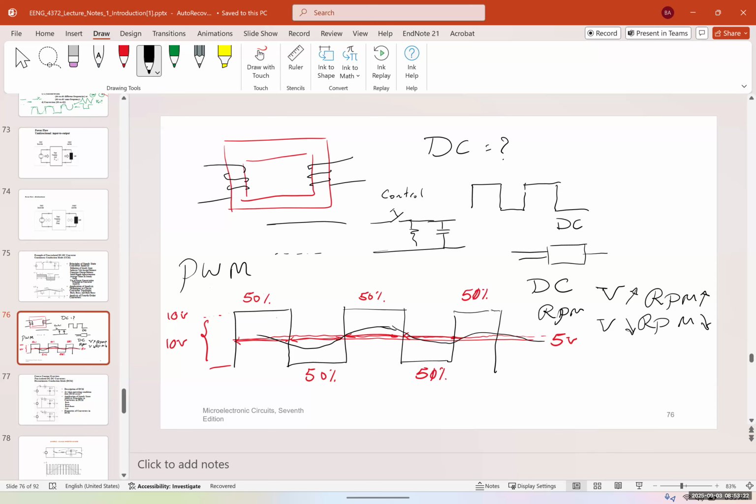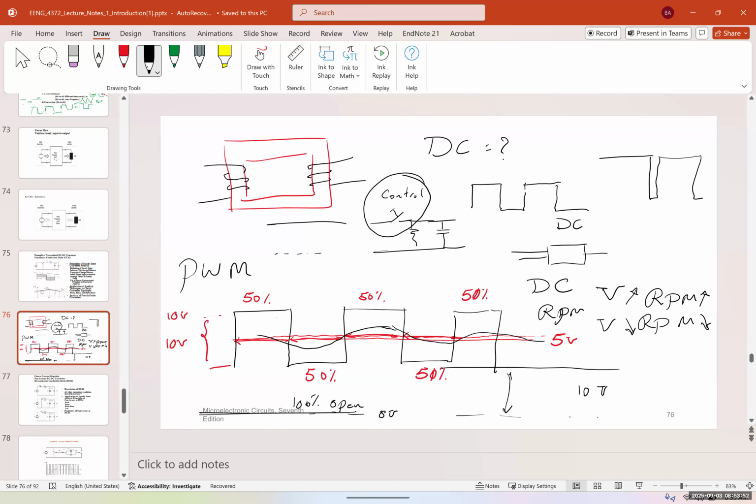So now, if I have control of the speed of switching and I close it 100% of the time, what would my average voltage be? 10 volts, yes? I'm sorry, 100% open. I'm going to have 0 volts, yes? What if the system is turned on 80% and off 20% of the time?